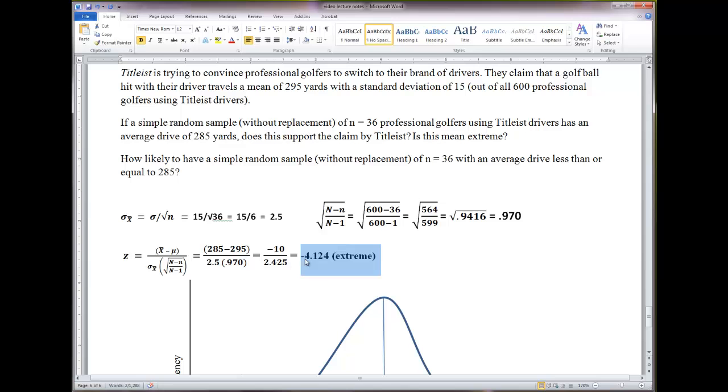So this negative 4.124, when we did this same exact problem when we were assuming replacement, the z-score was -4. So it's not that much different. And the reason that happens is because the population size is pretty large, 600, relative to the sample size. So whenever the population size is more than 20 times the sample size, which is the case here, then that finite correction factor that we've been using, you can pretty much ignore it and just use the simpler formula because there's not that much of a difference.